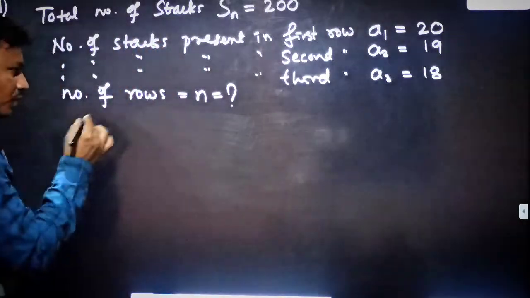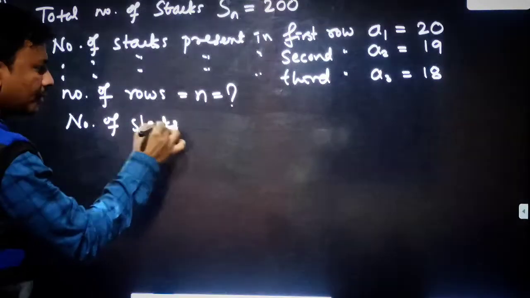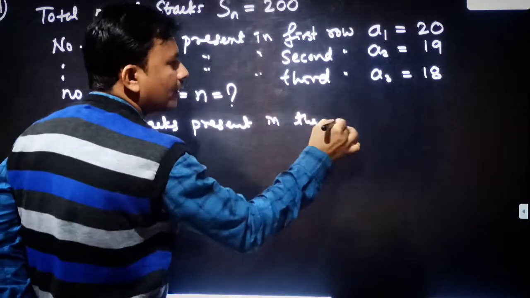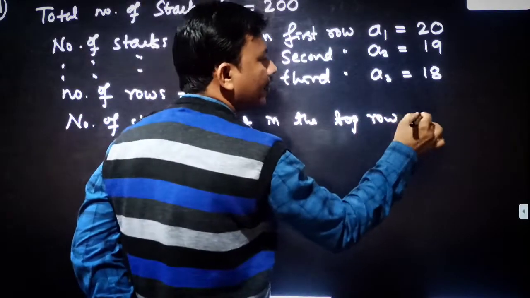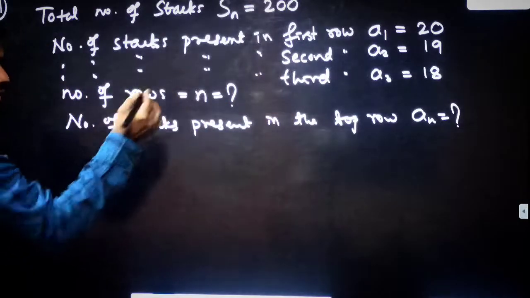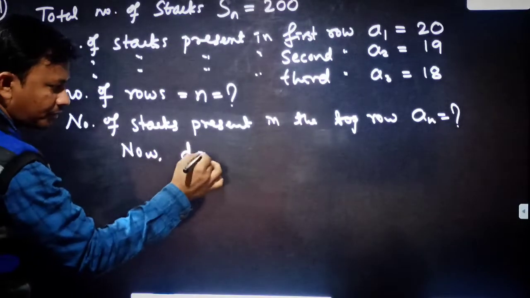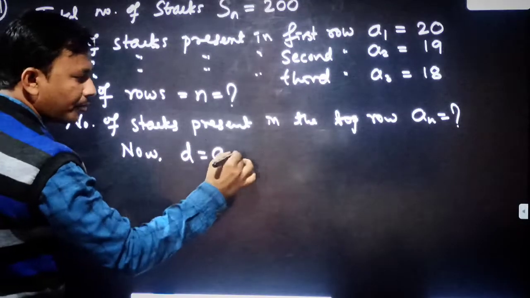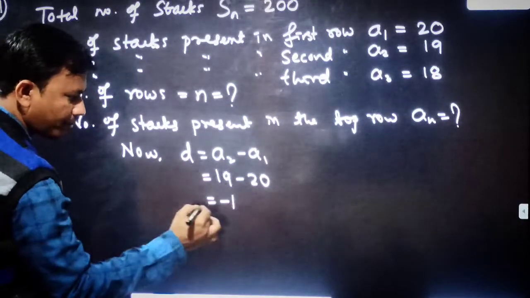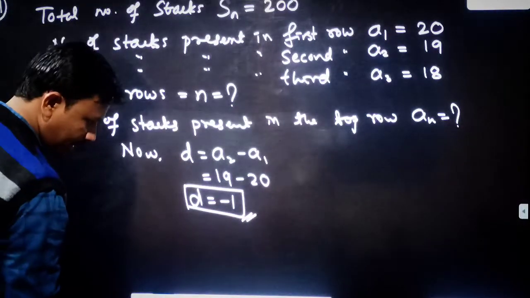We need to find the number of stacks present in the top row. An is equal to question mark. First of all, A1 and D you know. D is the common difference, A2 minus A1. This is equal to 19 minus 20, which is minus 1. Common difference is minus 1. First term is 20. Correct.